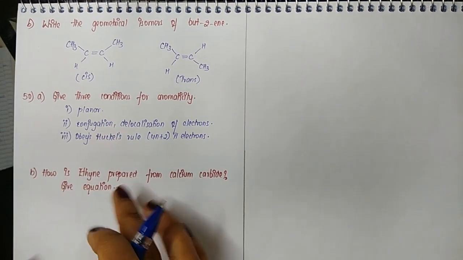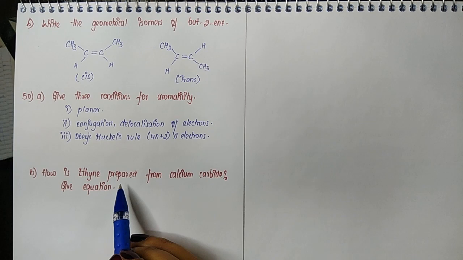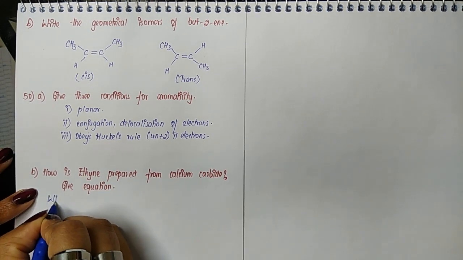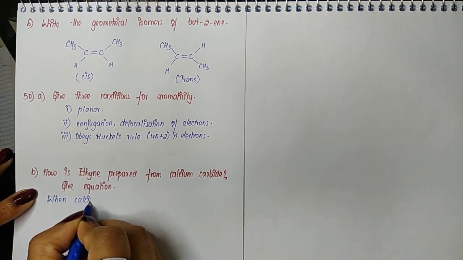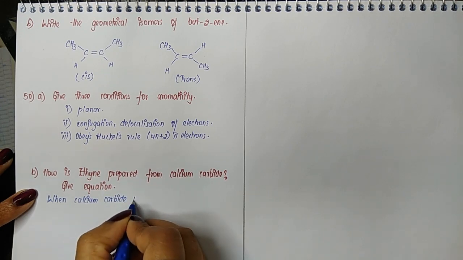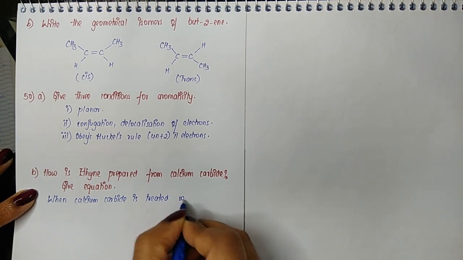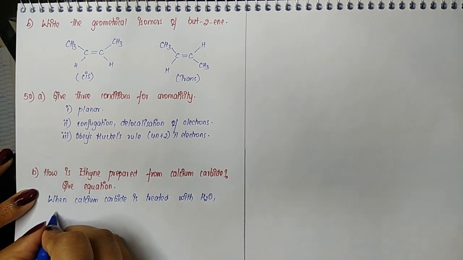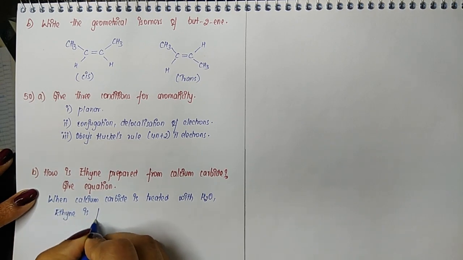And then the last one is 50th B part. How is ethyne prepared from calcium carbide? Give equation. It's a 2-mark question. So we have to write a line of explanation that says when calcium carbide is treated with water, ethyne is formed.